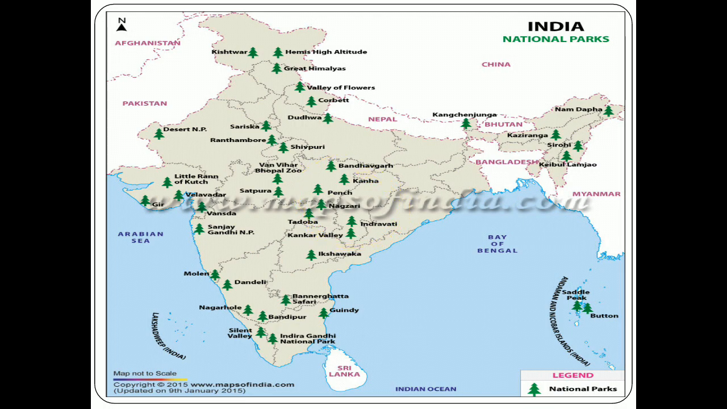Now we shall discuss the Indravati National Park, which is in the Chhattisgarh area. In 1983 it came under Project Tiger, and the Indravati River flows through it. That is why the name given is Indravati National Park. Wild Asian buffalo is found here.